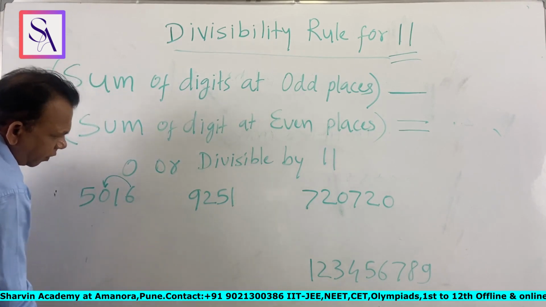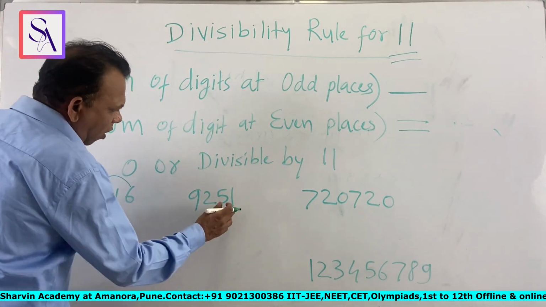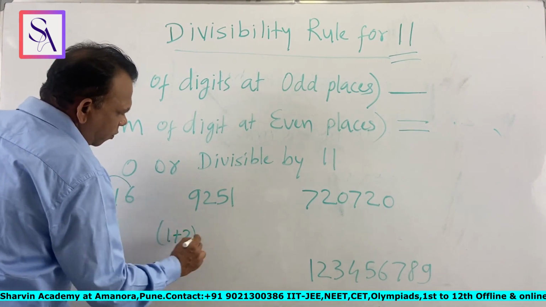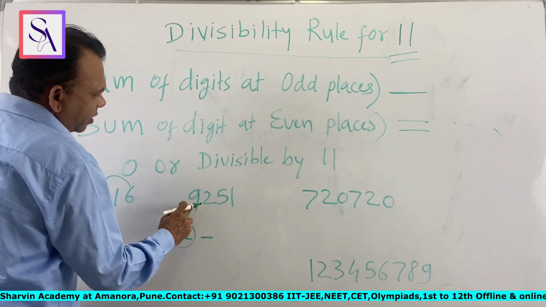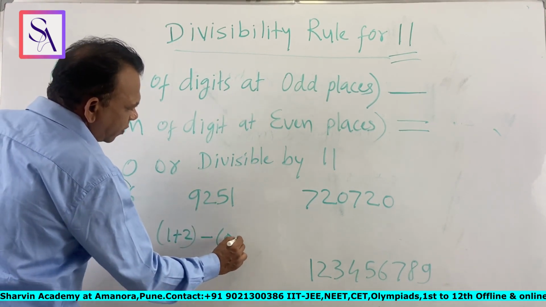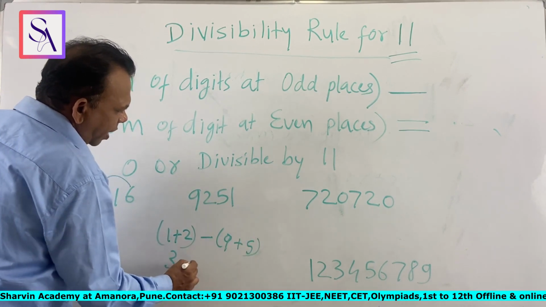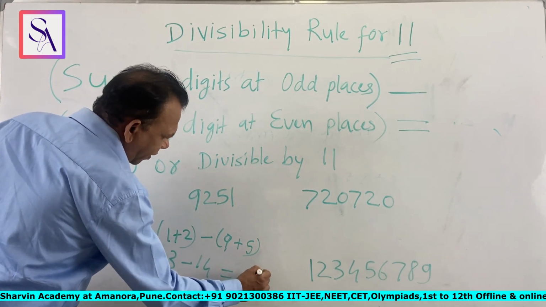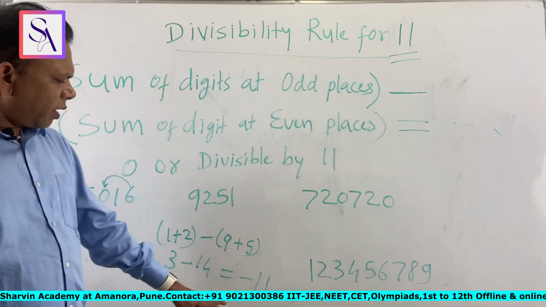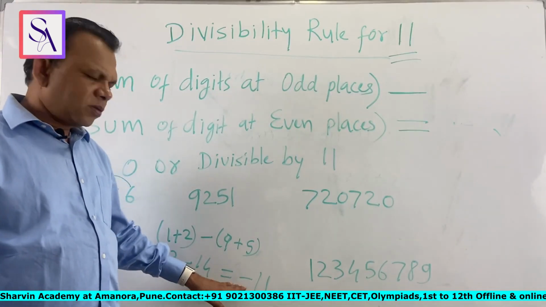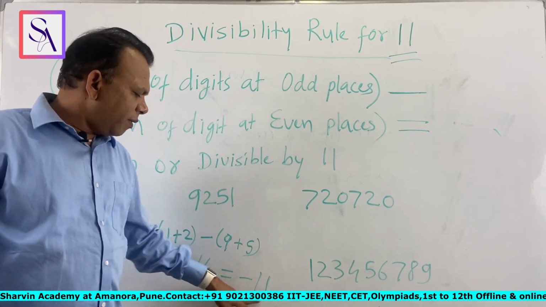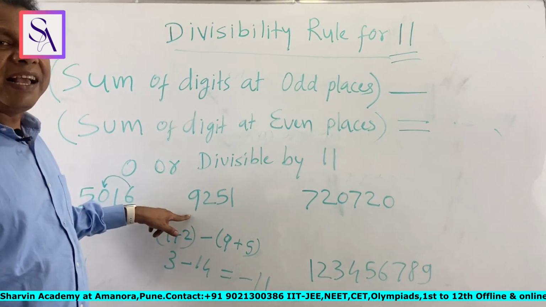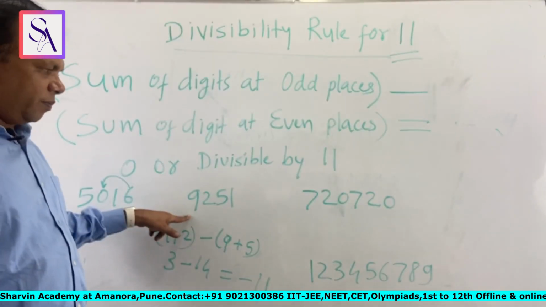9251. Here if I add odd place digits 1 plus 2 minus even place digits 9 plus 5, so 3 minus 14 is equal to minus 11, right? Do not get confused with this negative sign because this is meaningless for us. So 11 has come, right? So 11 is divisible by 11, hence this 9251 is divisible by 11.